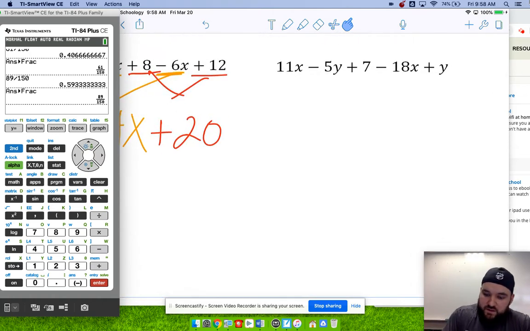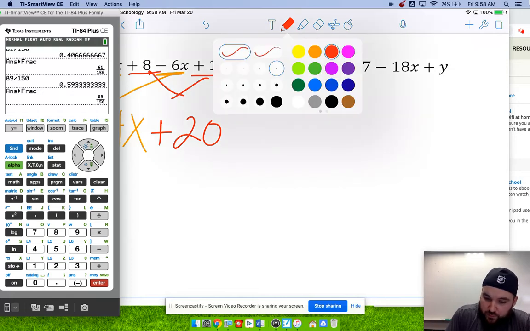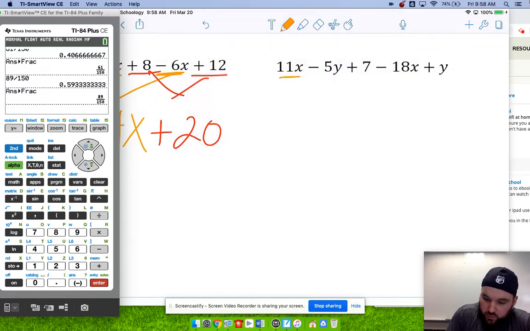Here I'm starting with 5 terms: 1, 2, 3, 4, 5. My first term is 11x, and I have another x term over here. Now here's where you want to be careful, because it's 11 take away 18, which is negative 7, and then I keep the variable the same.